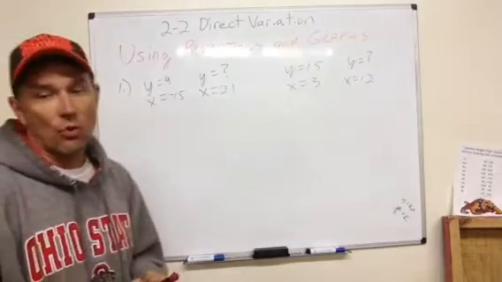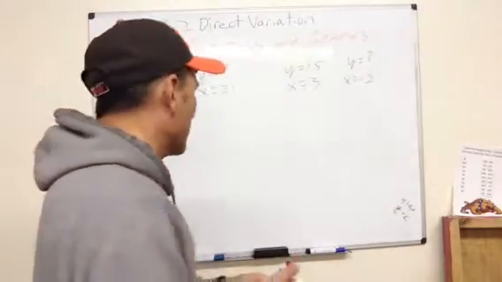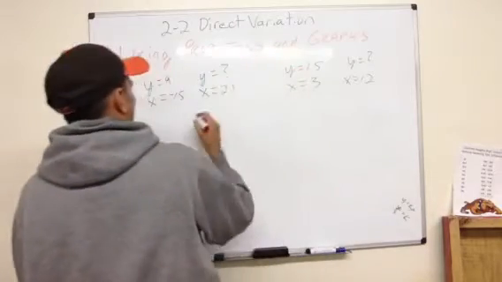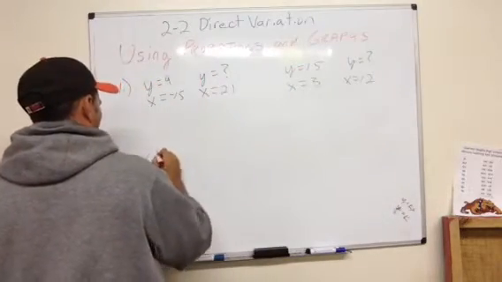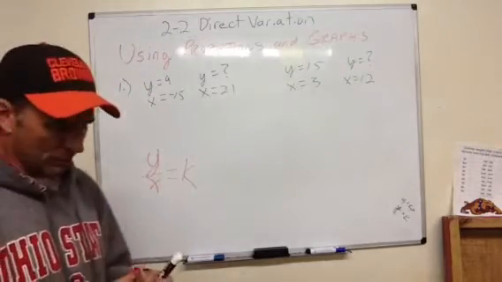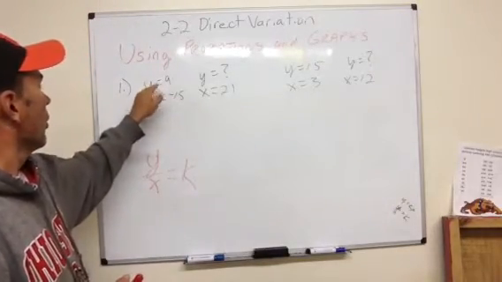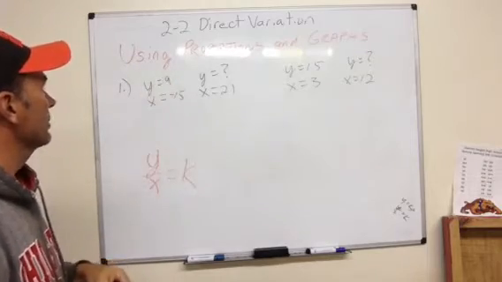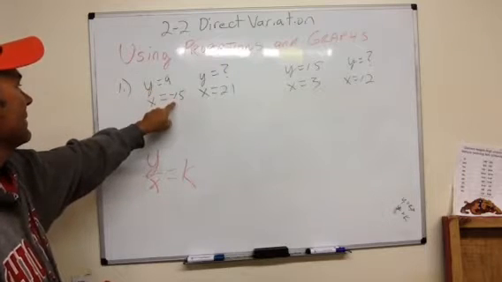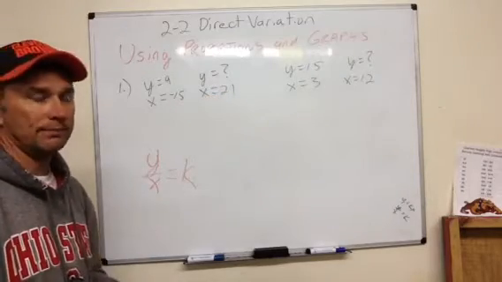Using proportions in graphs. Now, remember, when we set up our ratio, one of the ways we can represent this was y over x equals k. So, some problems, we're going to be given some information. If this is a direct proportion or direct variation, when y is 9, x is negative 15. We want to find y when x is 21.